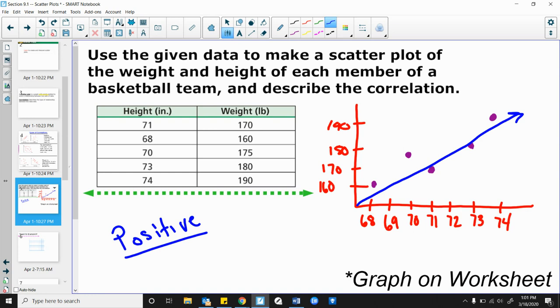Trying to think of an example of a no correlation, well, let's think here for a second. No correlation. The amount of snow we get in Ohio has nothing to do with the amount of people that are at the beach in Miami. Those have no correlation. They have nothing to do with each other. All right, let's look at this last one here.